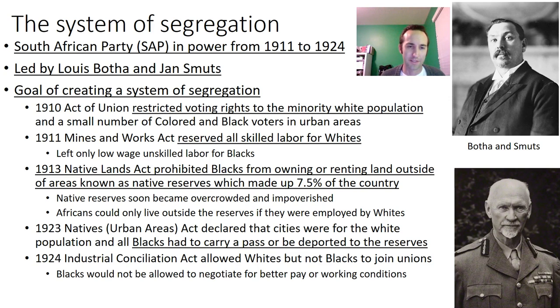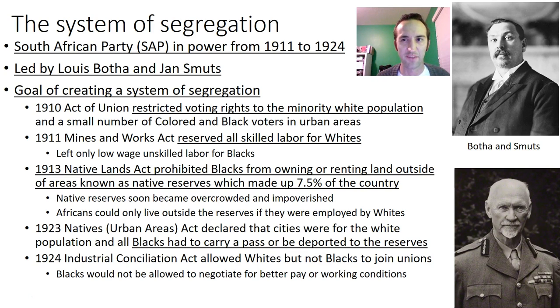1911, the Mine and Works Act reserved all skilled labor for whites, and this left only low-wage, unskilled labor for blacks. So the best jobs go to whites, the worst jobs go to blacks. Big one to know, 1913, the Native Lands Act. This brings segregation in on a massive scale across the country, and it's just expanded over time and solidified over time. This prohibited blacks from owning or renting land outside of areas known as native reserves, which made up 7.5% of the country.